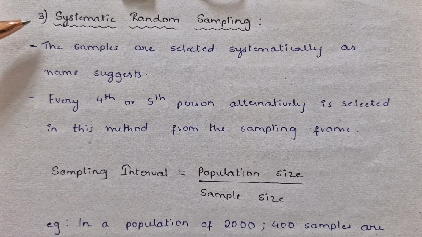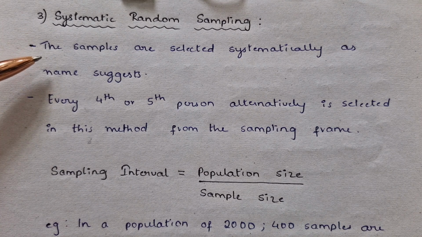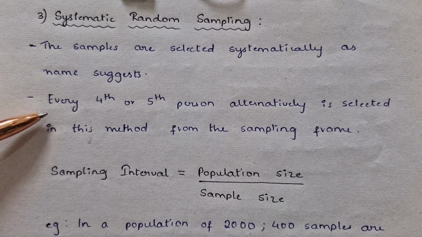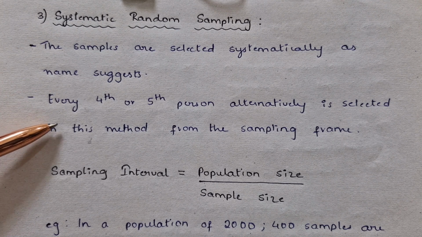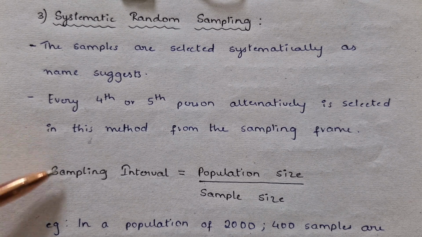The third one is systematic random sampling. The samples are selected systematically as the name suggests. Every fourth or the fifth person alternatively is selected in this method from the sampling frame.